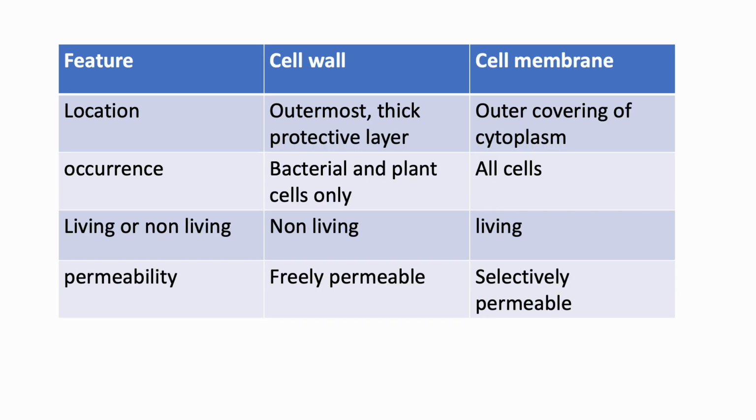The differences between cell wall and cell membrane. First of all, the location. Cell wall is outermost and it's a thick protective layer of the cell. It's only in plant cells, and bacterial cells can have it. But cell wall is non-living, while the cell membrane is living. And cell wall is freely permeable, cell membrane is selectively permeable.